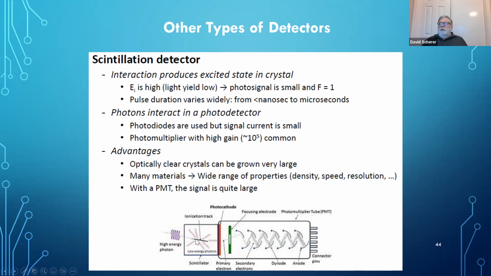Those photons of light then interact with a photocathode. This is basically using the photoelectric effect we talked about very early. When these photons of visible light interact with this material, that material releases electrons. Those electrons are then accelerated toward a detection device called a photomultiplier tube.